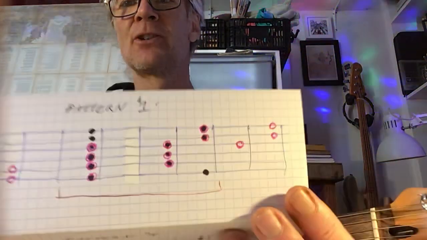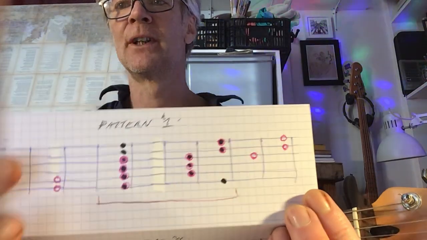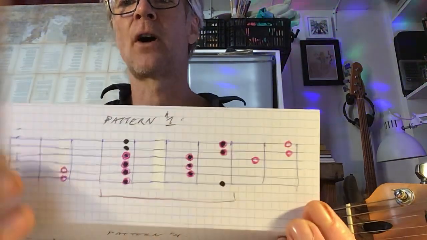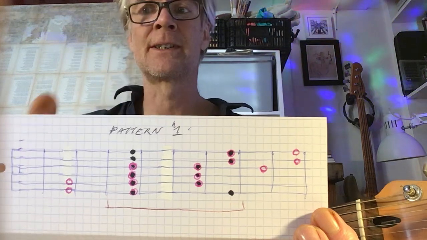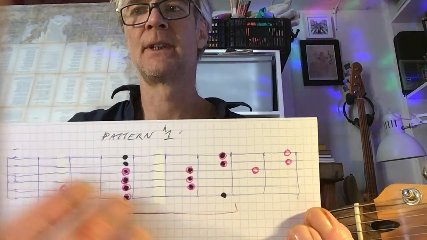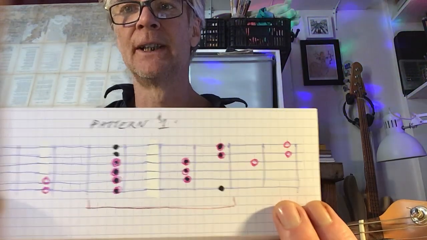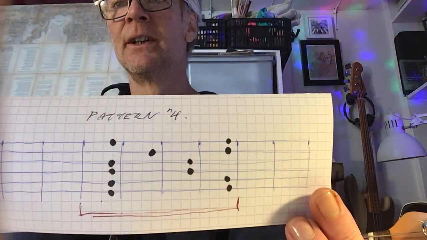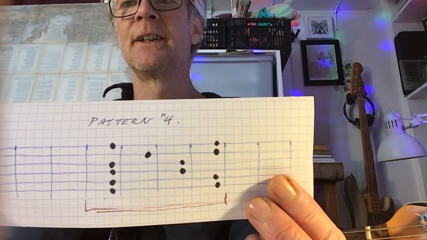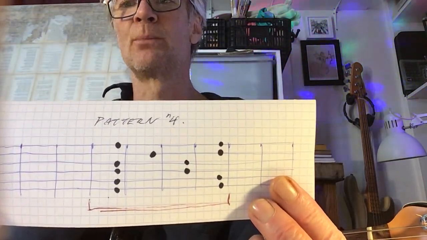Here's the first pattern that we learned. It's basically this here, and the pink stuff is what is known as extensions, where you can slide up and down from this main pattern right here. We call that pattern 1. And then we learned pattern 4, which is this one right here. It's similar, but it goes across 4 frets, and the configuration of the notes on the fretboard is a little bit different.